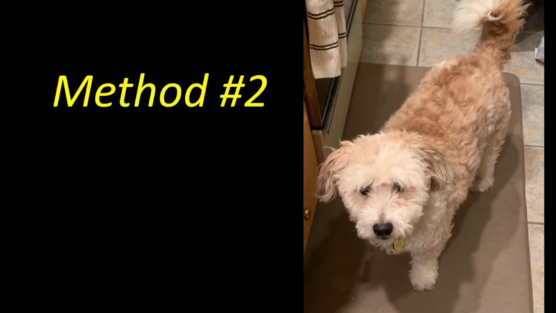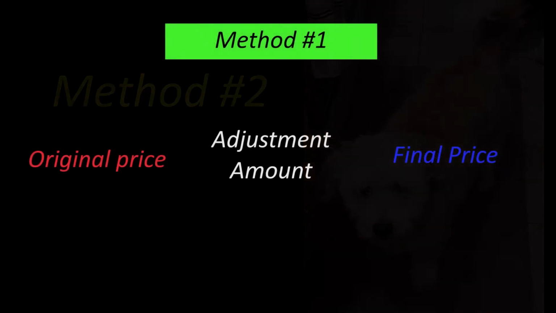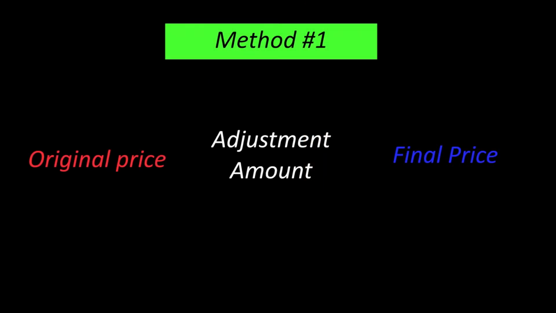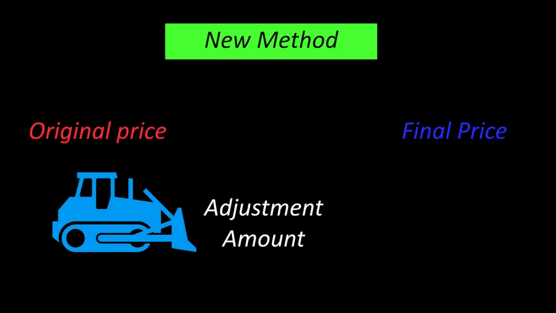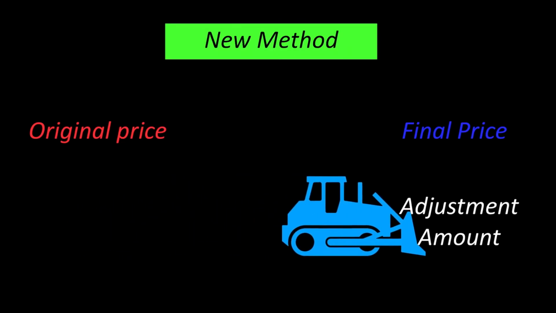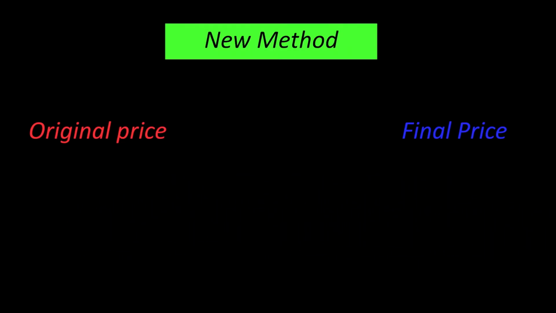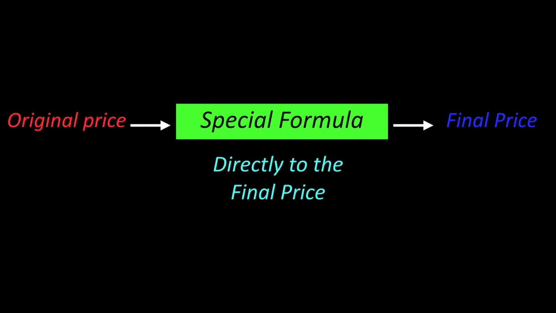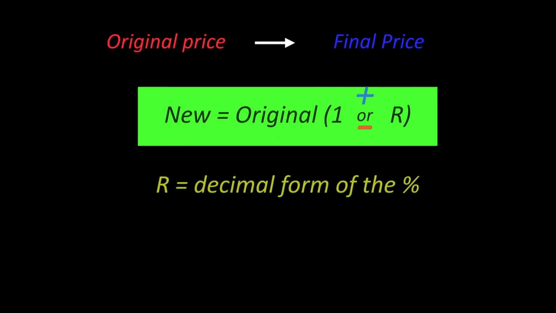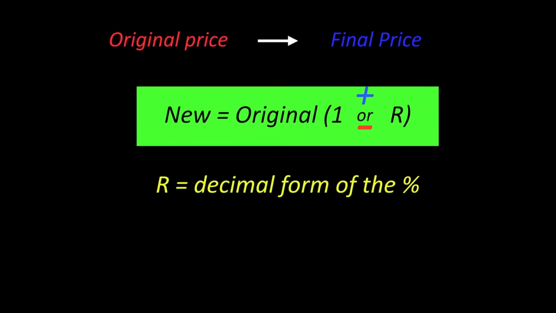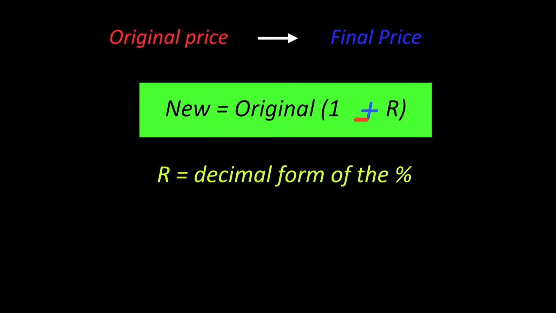Now let's move on to method 2, and I find this to be a better method. Recall that in method 1, we use the adjustment amount. Here in method 2, we are not going to use that. Rather, we are going to use a formula that's going to take us from the original price directly to the final price. And here it is. New, meaning the final price, equals the original price times 1 plus or minus r, where r is the decimal form of the percentage you are dealing with.